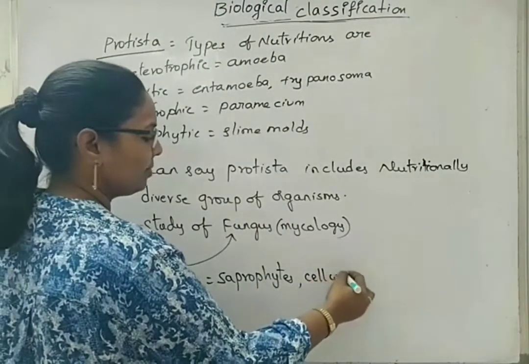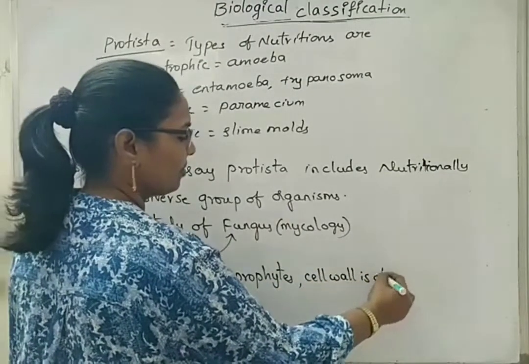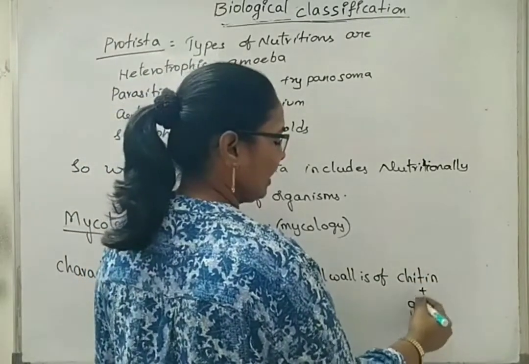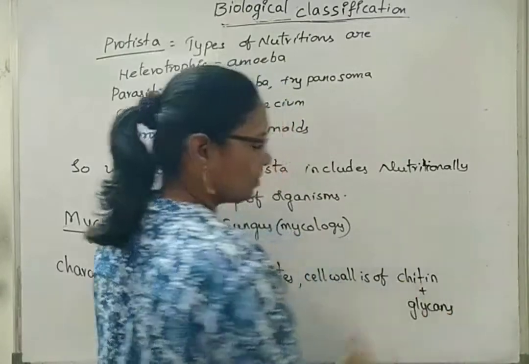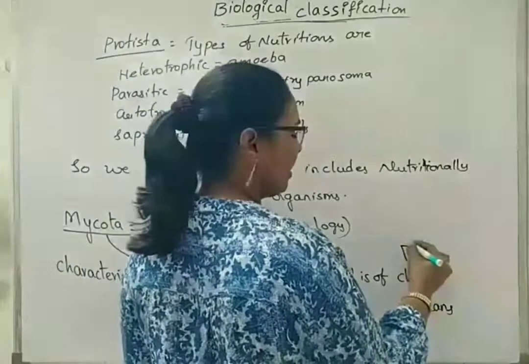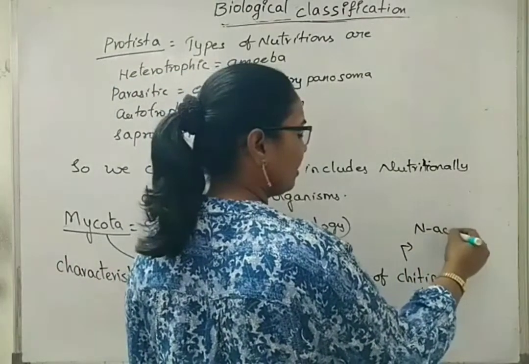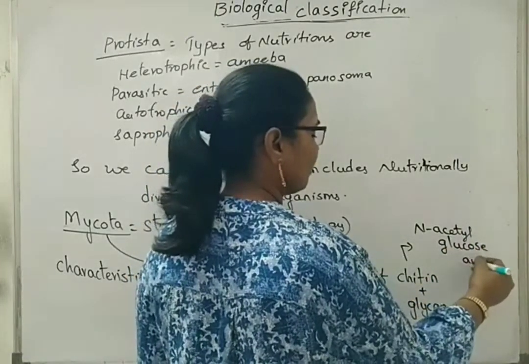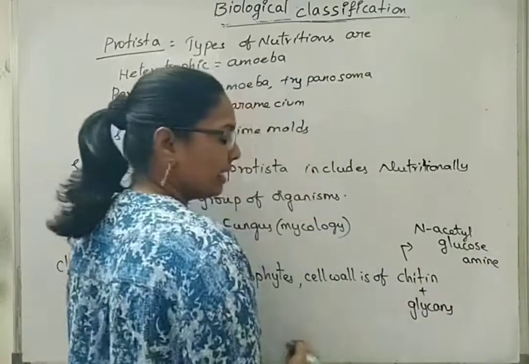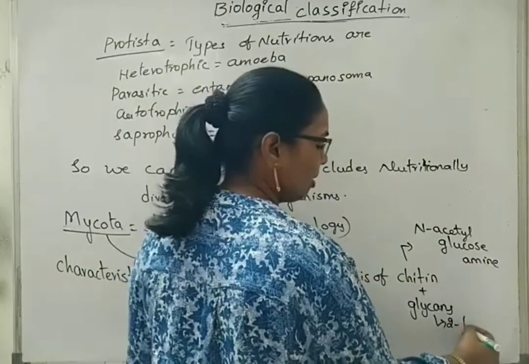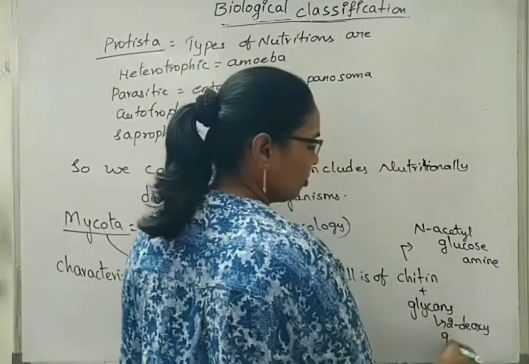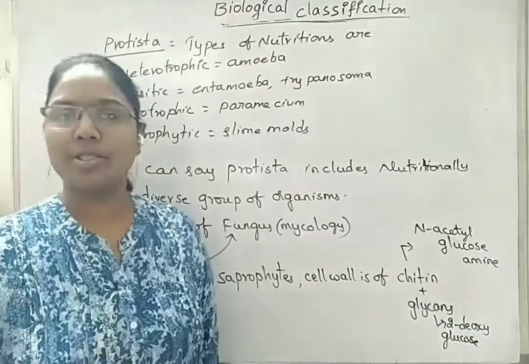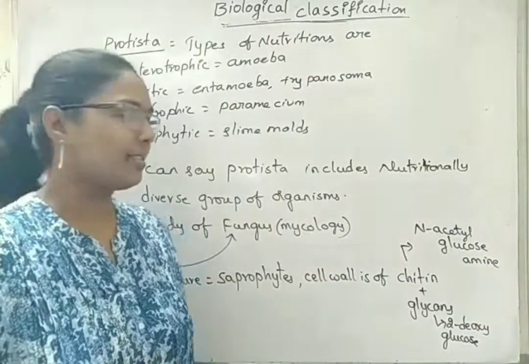Cell wall is of chitin plus glycans. Chitin is chemically composed of N-acetyl glucosamine. Glycans include 2-deoxyglucoses. These two different types of compositions constitute the cell wall of fungus.